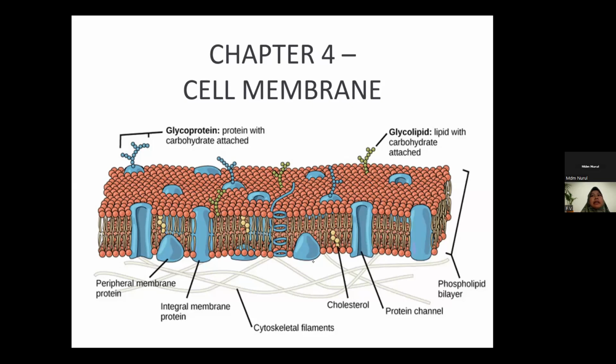Okay, so this chapter, chapter 4, is about cell membrane. When we talk about cell membrane, basically what we are going to learn is the detailed structure of the plasma membrane of a cell. So how to understand the plasma membrane of a cell? I'm going to draw the picture over here. So you can draw as well.